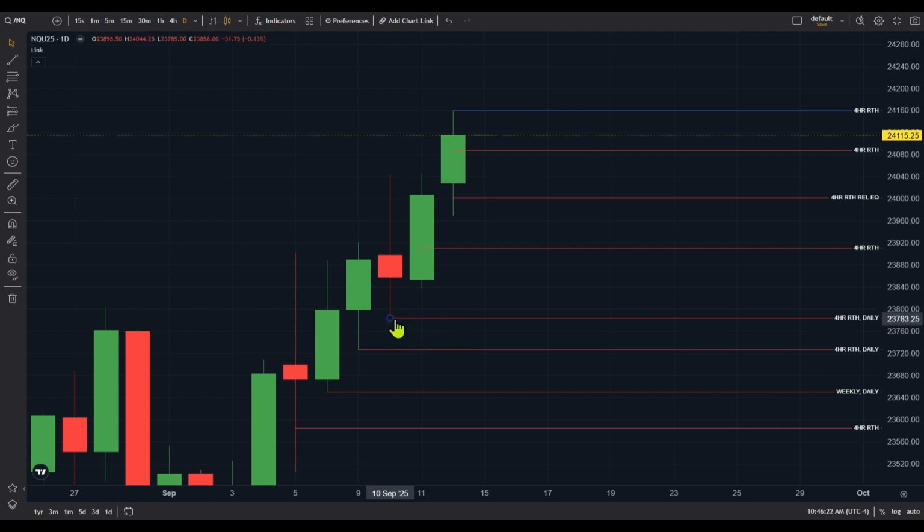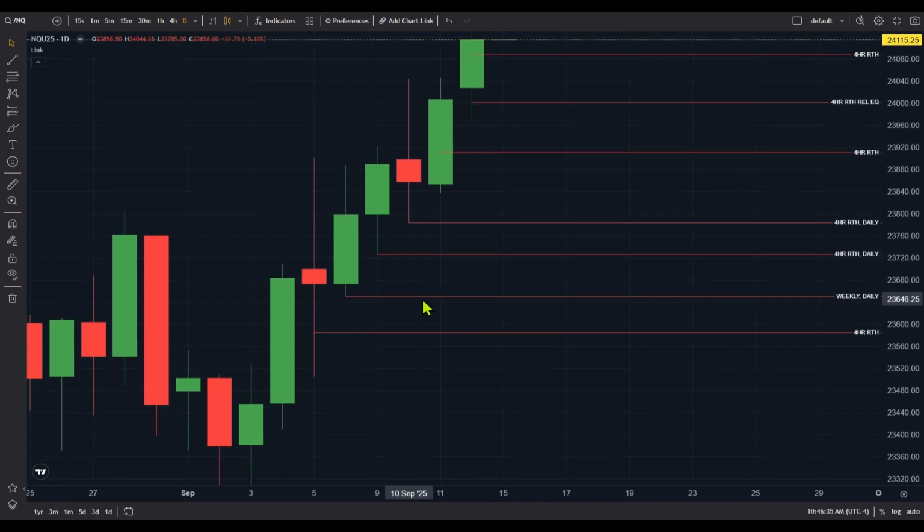Here's one where a regular trading hour and a daily match, so you want to label that. Another one, regular trading hour and daily match here. And this is a weekly and a daily, but it is not a regular trading hour. But I just marked it.